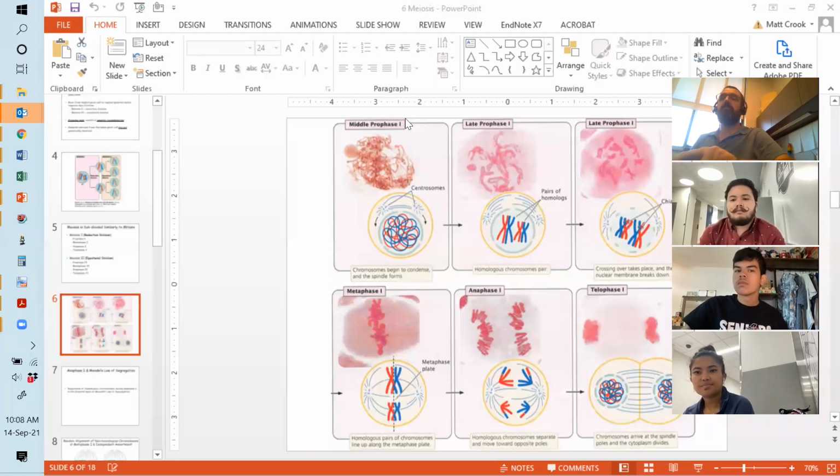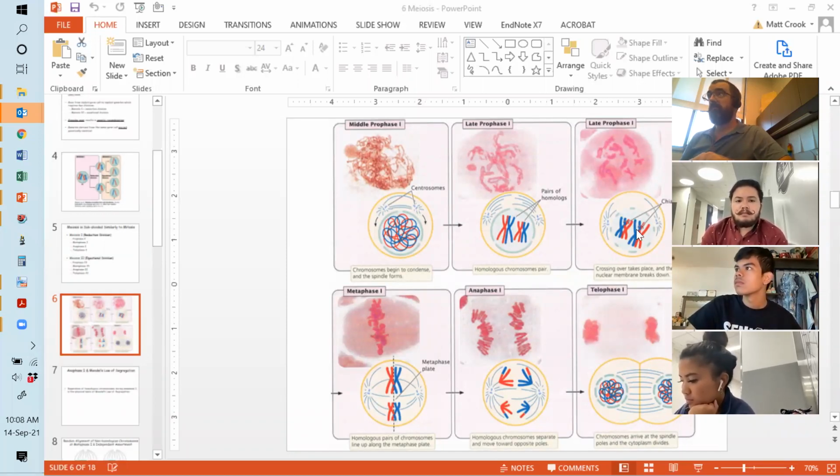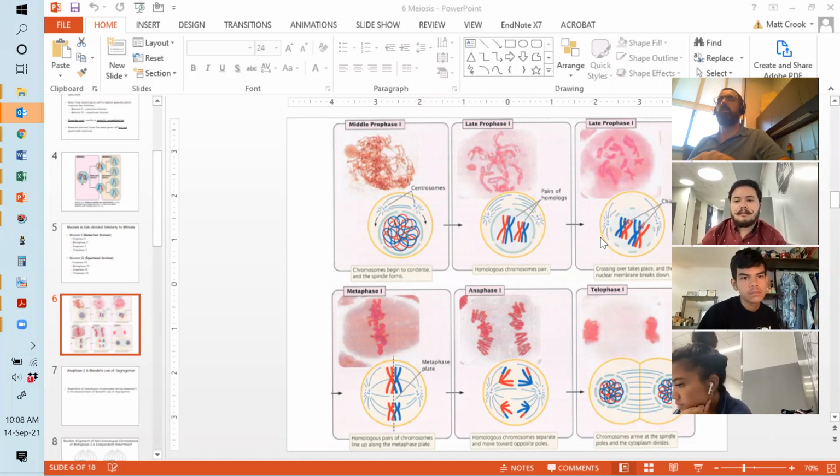But the key point is that A, you understand this does happen in prophase. B, it's a process from the beginning when those chromosomes are condensing to the end when they've crossed over. And C, that crossing over both generates diversity and also holds those homologous pairs together. Those are the main points I really want you to get from this. Cool. Any other questions?